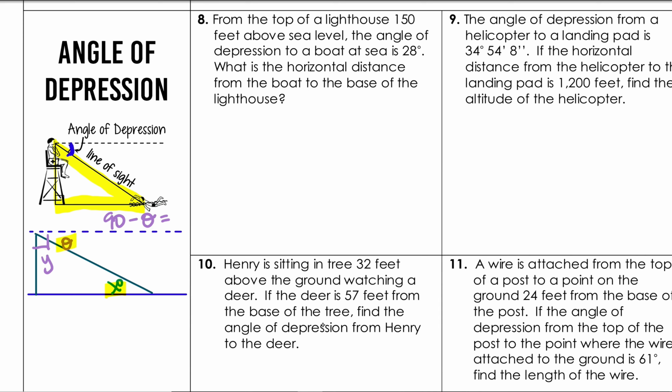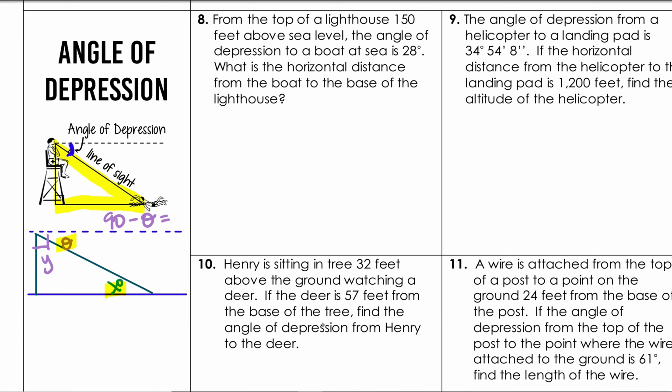Because if these are two parallel lines, this technically is a transversal. A transversal is any line that cuts through two parallel lines. You learned that in geometry. So these are alternate interior angles. So the angle of depression is always congruent to the angle of elevation. So we'll do this in a problem.